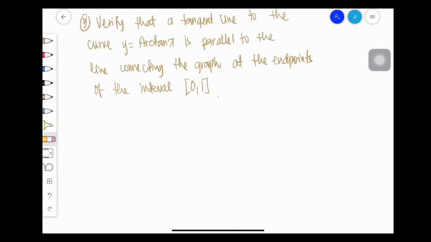Okay, so let's verify that the tangent line to the curve y equals arctangent x is parallel to the line connecting the graph of the function at the endpoints of the closed interval 0 to 1.